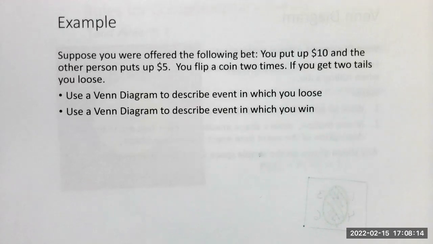Let's take a look at this example. It says, suppose you were offered the following bet. You put $10 down, and the other person puts up $5, and you flip a coin 2 times. If you get 2 tails, you lose. Use a Venn diagram to describe the event in which you lose.